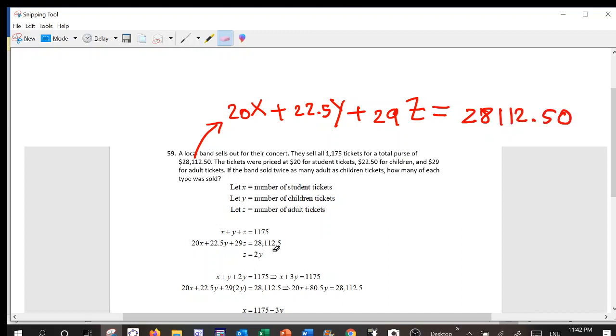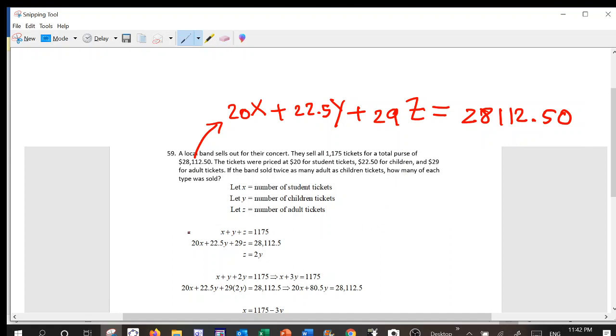So that's our second equation. And the third equation is given here. It says, if the band sold twice as many adult tickets as children tickets, so that means adult tickets is 2 times children tickets. So that's another equation, and we want to write it right there.